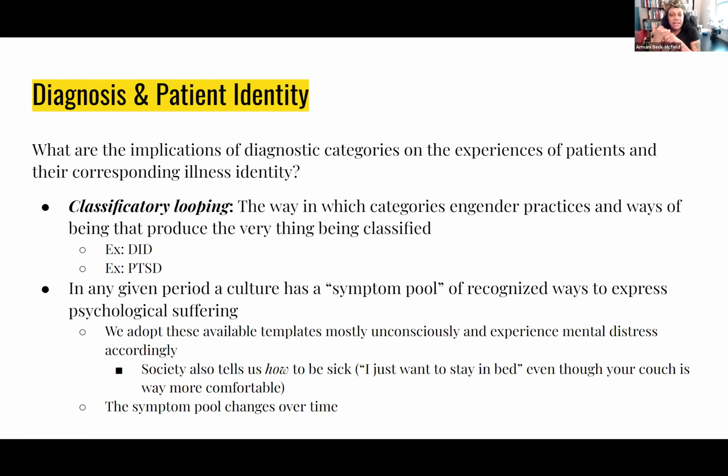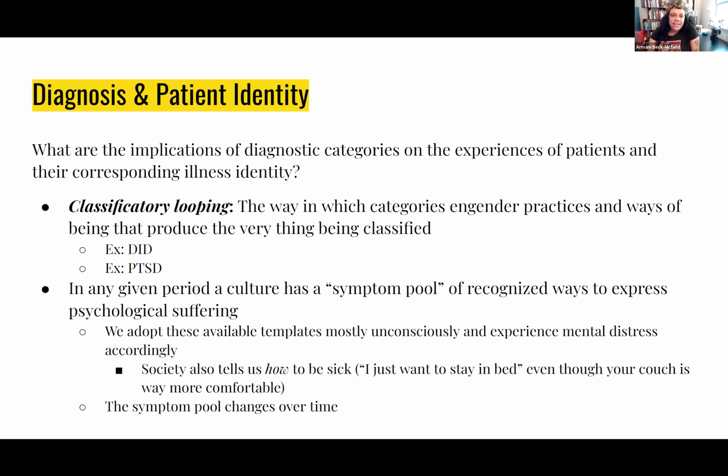So we had medicalization at the top, the doctor-patient relationship as the diagnostic practices, and then we also have diagnosis and patient identity. And so we have to ask ourselves, what are the implications of these diagnoses? What are the implications for patients and their illness identity? And so we have then what's called classificatory looping. So this is the way that categories kind of self-reproduce. The ways of being the mental illness reproduce the thing being classified.